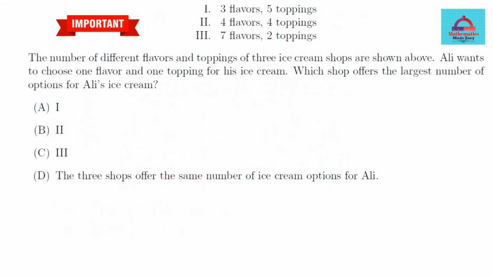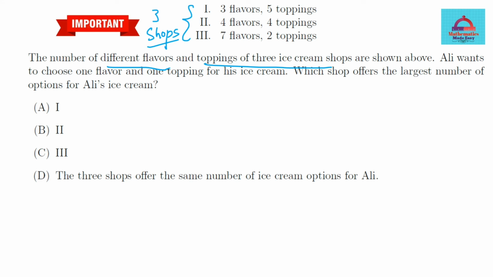Let's now see an important multiple choice question that will help you during your exams. I'll read the question for you. The number of different flavors and toppings of 3 ice cream shops are shown above. So 1, 2, 3, there are 3 shops as you can see, and these shops have various options for the ice creams and their toppings and flavors. So 3 flavors, 5 toppings; 4 flavors, 4 toppings; 7 flavors, 2 toppings. Which shop offers the largest number of options for ice cream? The options are A, B, C, D: shop 1, 2, 3, or all of them have the same options for the ice cream.